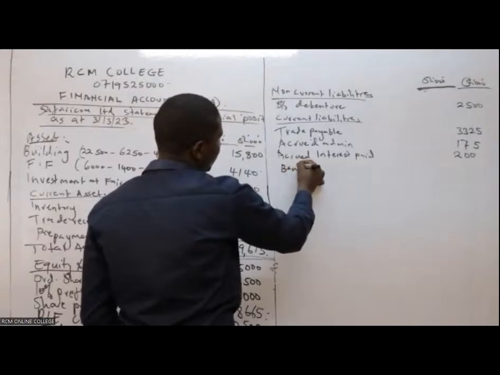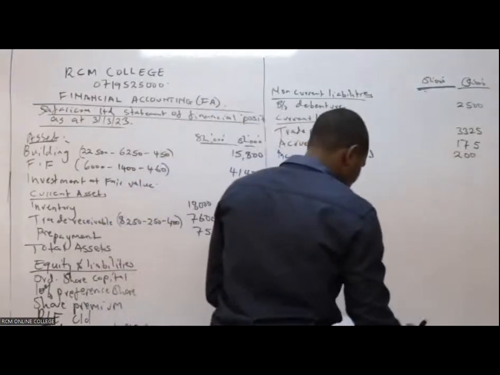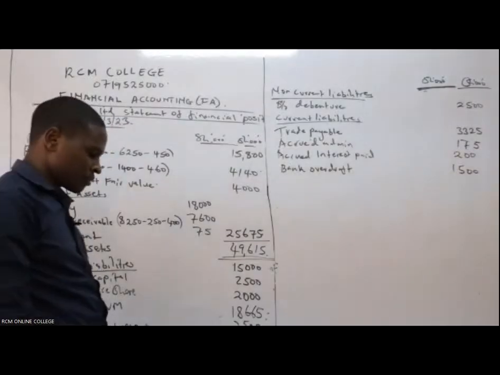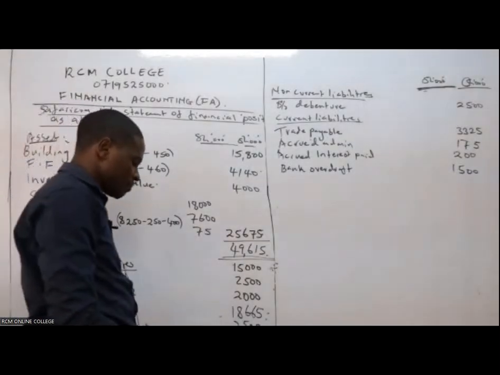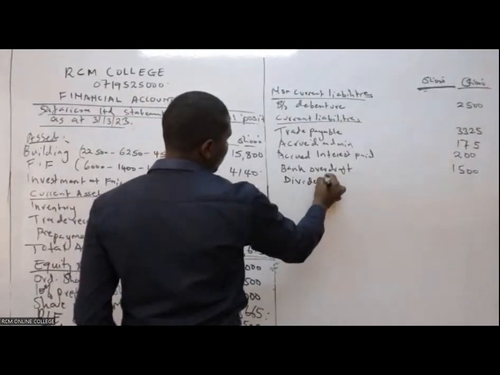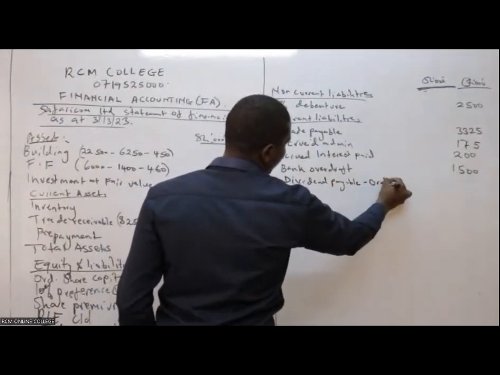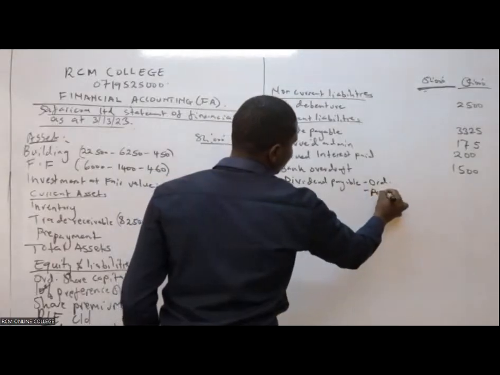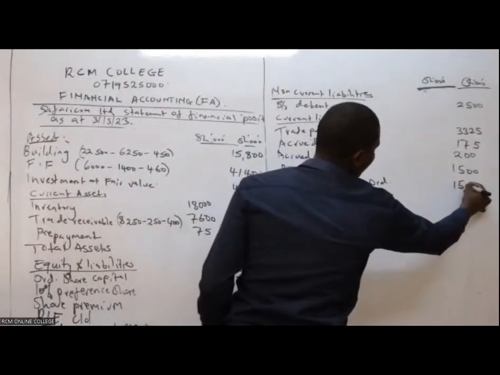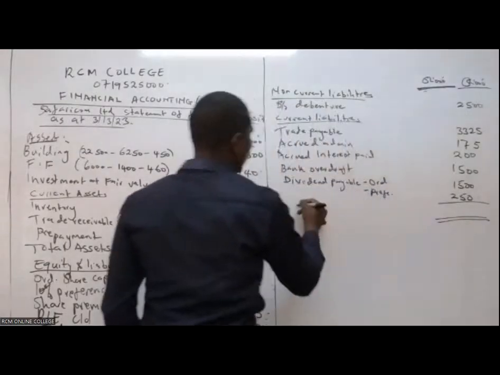Bank overdraft. When you see it is credited, that is the bank overdraft of 1,500. Then the last thing is the dividend payable to ordinary share and preference share. Ordinary shareholders were paid and preference shareholders were also paid. It was 1,500 and 250. Please get for me the total equity and liability.